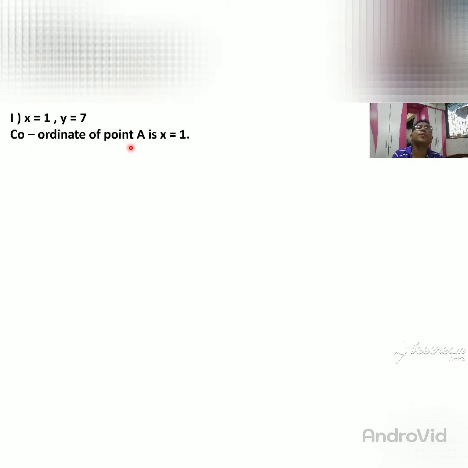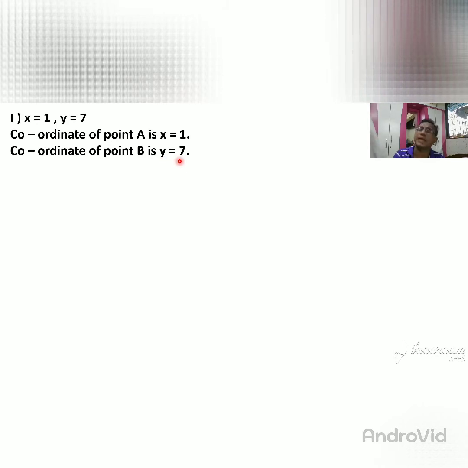The coordinate of A is considered x, so x is equal to 1. Then the coordinate of B is y, and y is equal to 7. That is given to you. So 7 is greater than 1, and here we write 7 is greater than 1.